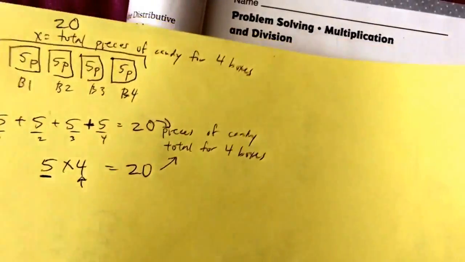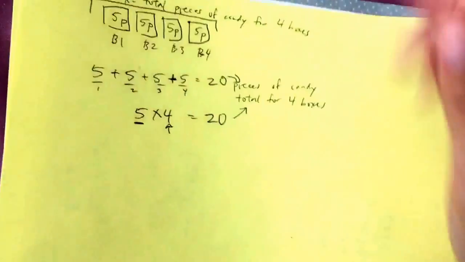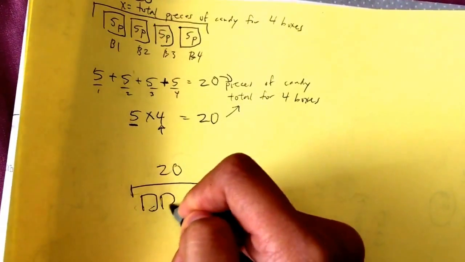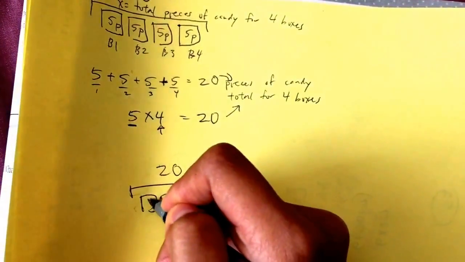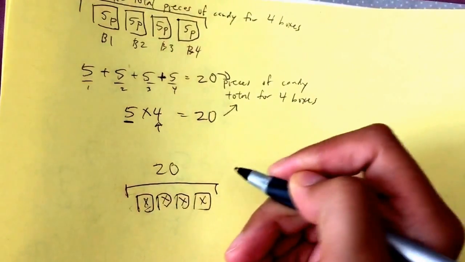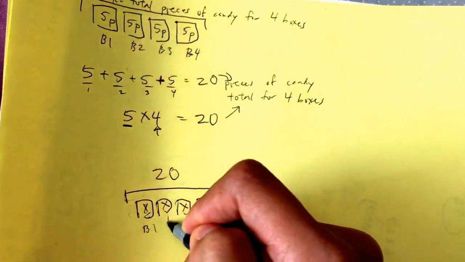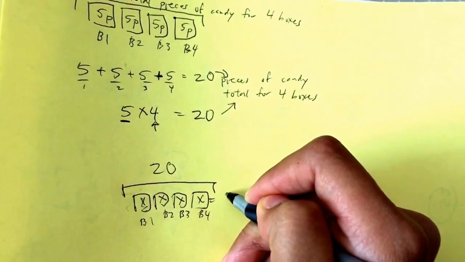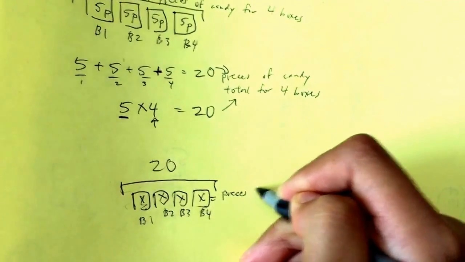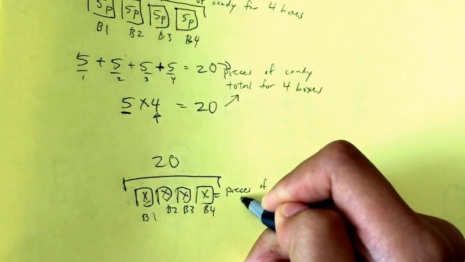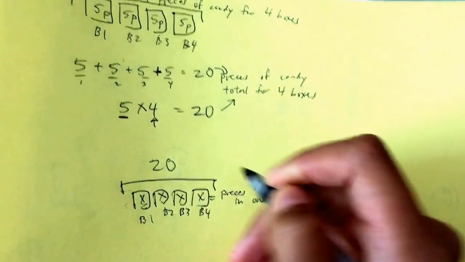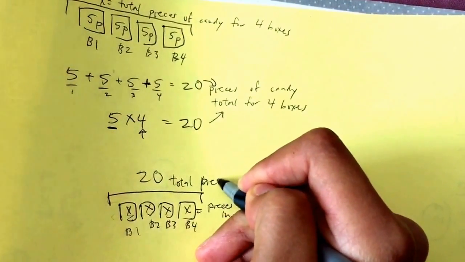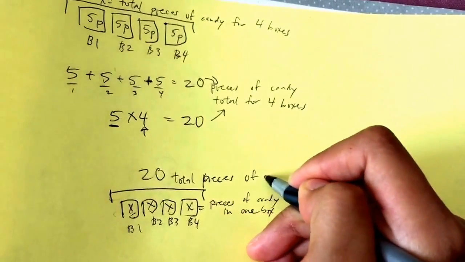Because sometimes, as we saw in the last lesson where we were doing division, it might look like this: 20, and you know that there are 4 boxes, but you don't know how much is inside each box. So here's box 1, box 2, box 3, box 4, and your X is the pieces of candy in one box. So you still have 20 total pieces of candy, but this time they're not telling you how much is in each box.